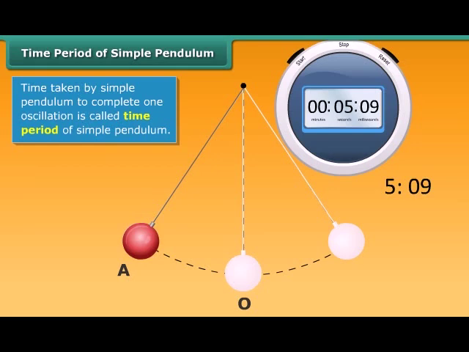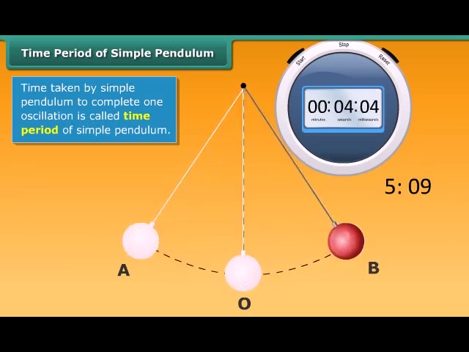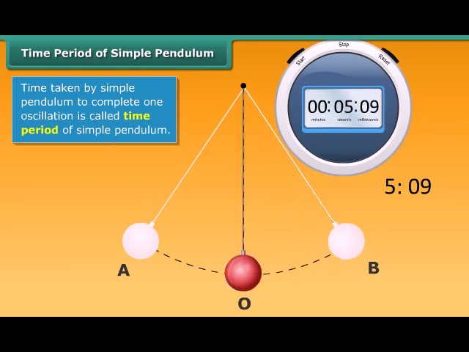Repeat the activity. This time, start from the equilibrium position O. Note the time taken by the pendulum to complete the 1 complete oscillation from O to A to B, B to O. The time so recorded is the time period of simple pendulum.